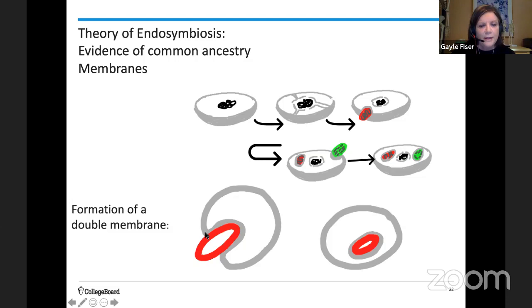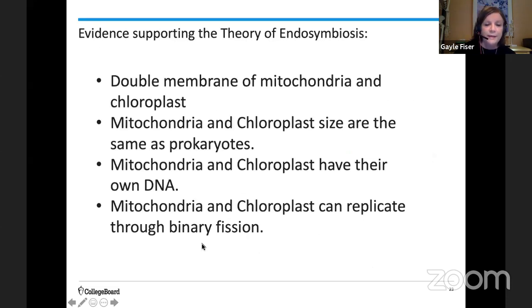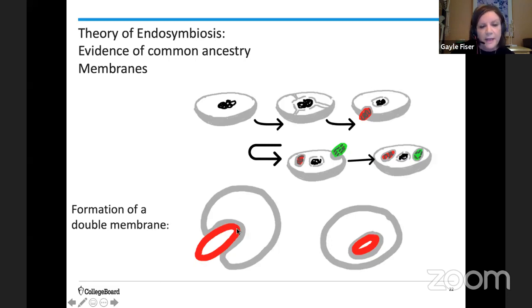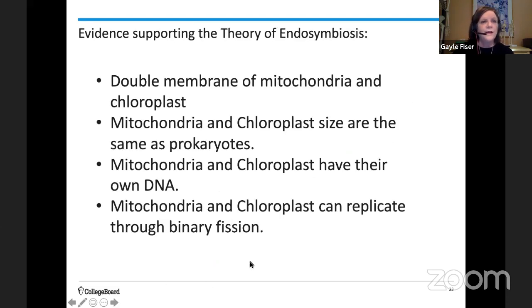So if this was a cell, and it was engulfing this other cell, this would be the prokaryote. Notice that the plasma membrane of that first cell would be around there, and then this would be the plasma membrane of the prokaryote cell. So now it has 2 membranes, a double membrane. All right, so evidence supporting the theory of endosymbiosis: double membrane of mitochondria and chloroplasts. Mitochondria and chloroplast size are the same as prokaryotes. Mitochondria and chloroplasts have their own DNA, and mitochondria and chloroplasts replicate through binary fission.